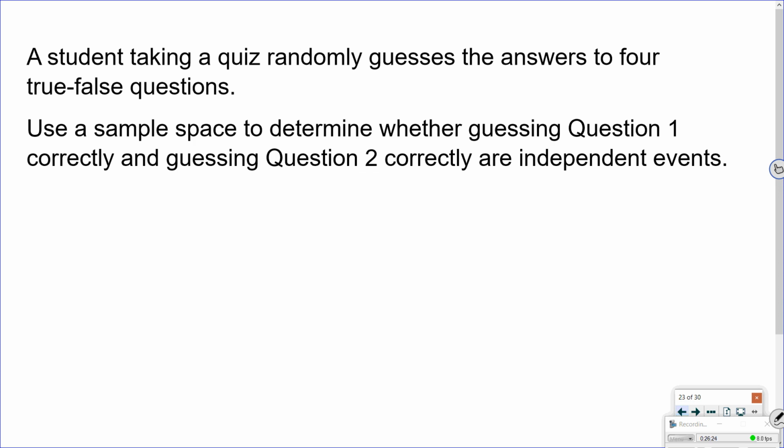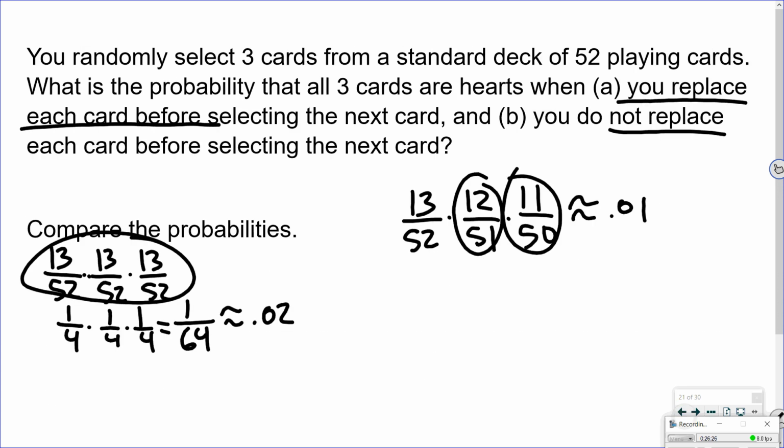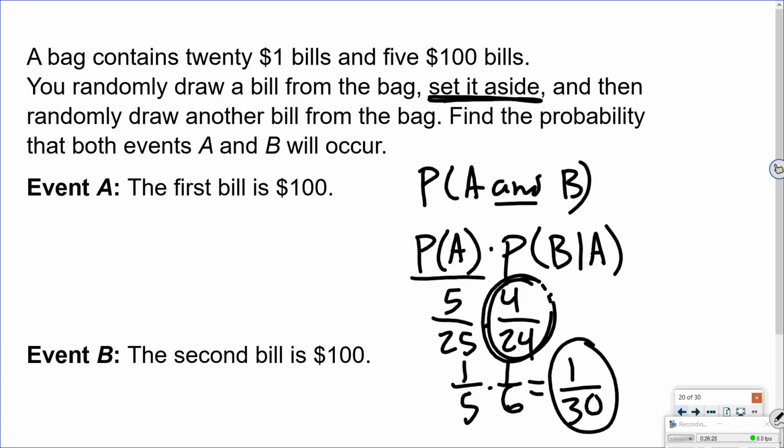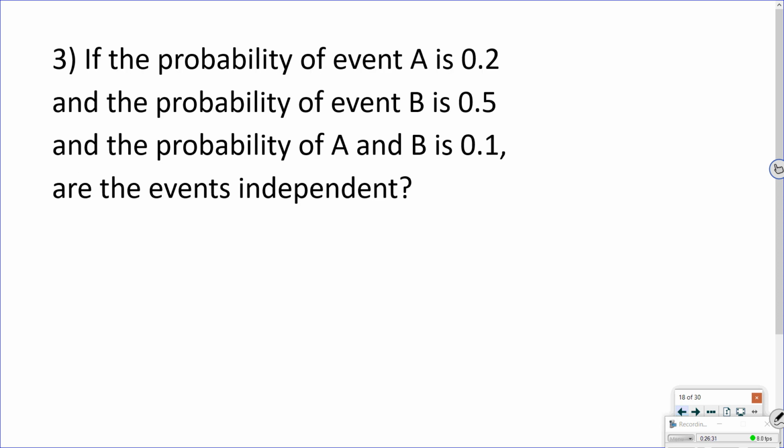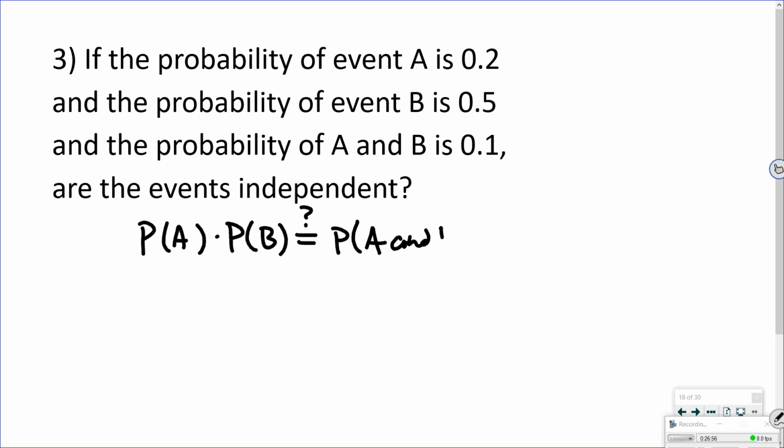I'm going to go back here just a little bit. One I skipped over, but this is a good way to show this. This says if the probability of event A is 0.2 and the probability of event B is 0.5 and the probability of A and B is 0.1, are they independent? So again, we just use that formula. If I take the probability of A times the probability of B, if they're independent, then they'll equal the probability of A and B. That's what we're testing.